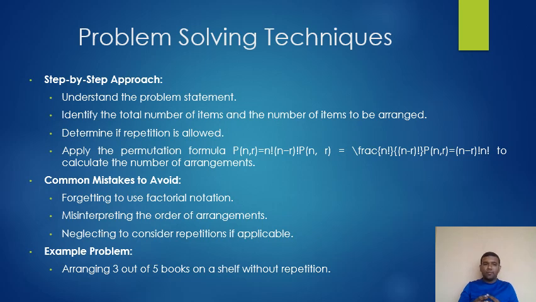And let us look at an example problem. Arranging 3 out of 5 books on a shelf without repetition. A simple problem. There are 5 books. You're keeping 3 of those books, any 3, on a shelf, but you should not repeat the order of the arrangements of the books. How do you do this? This is done using permutation.